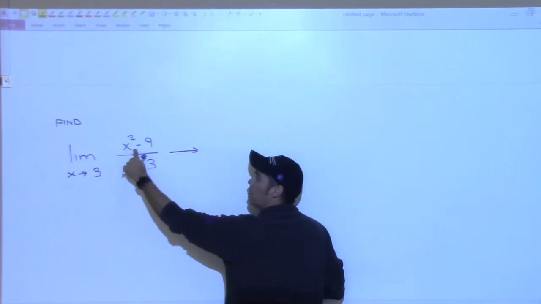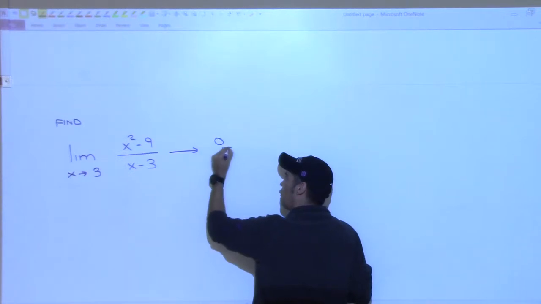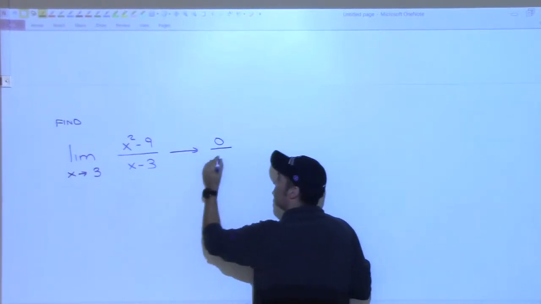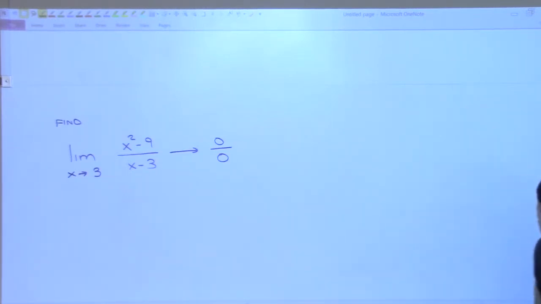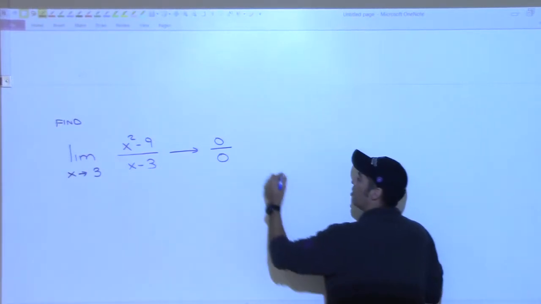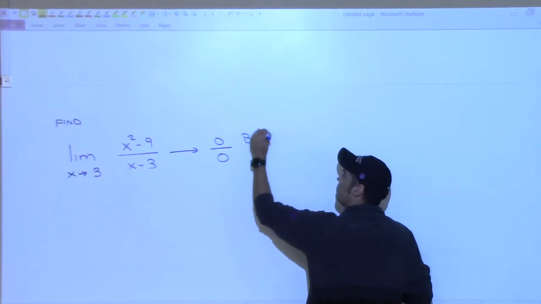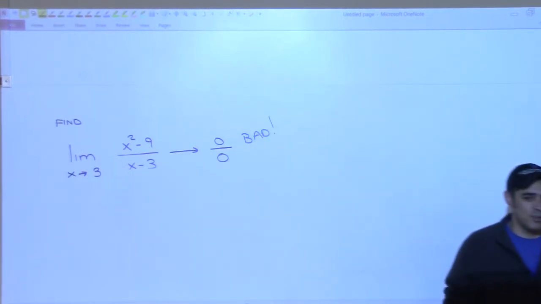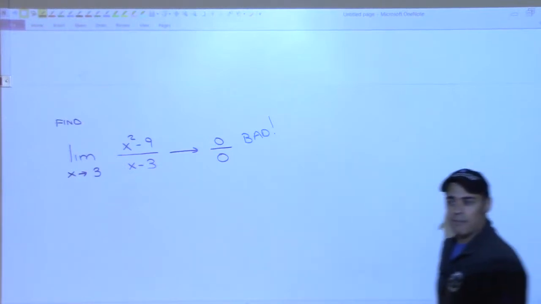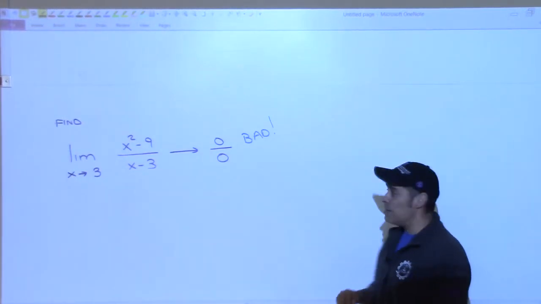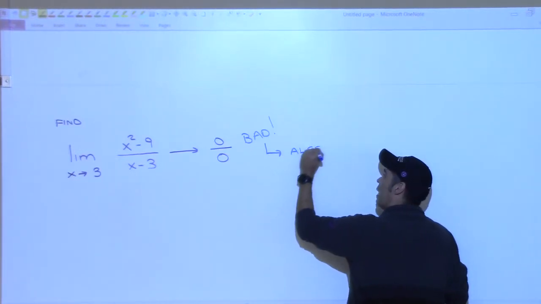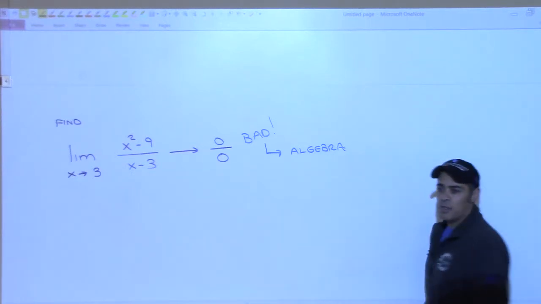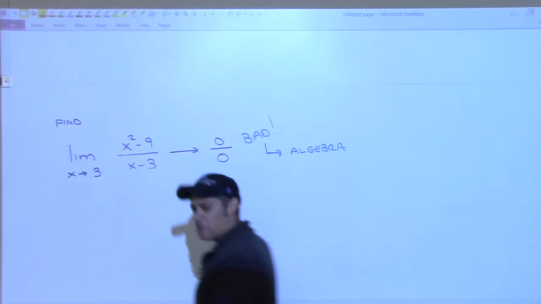On the top, when I plug in 3, I get what? 0. And over here, when I plug in 3, I get 0. And from now on, whenever you see me put 0 over 0, I'm going to refer to this as being bad. Okay, this is a bad situation. We have 0 over 0. And whenever you see 0 over 0 and you see bad, this means it's time to do some algebra. It's algebra time, okay?